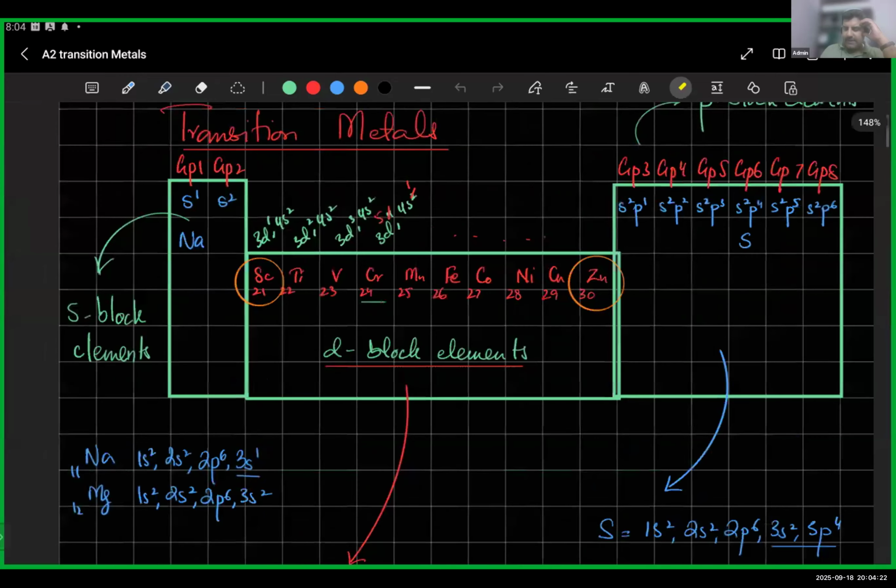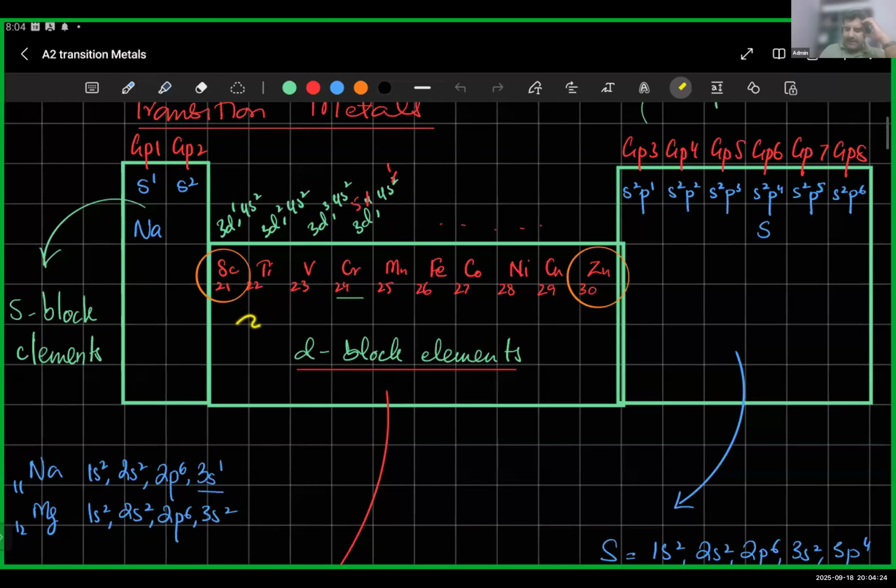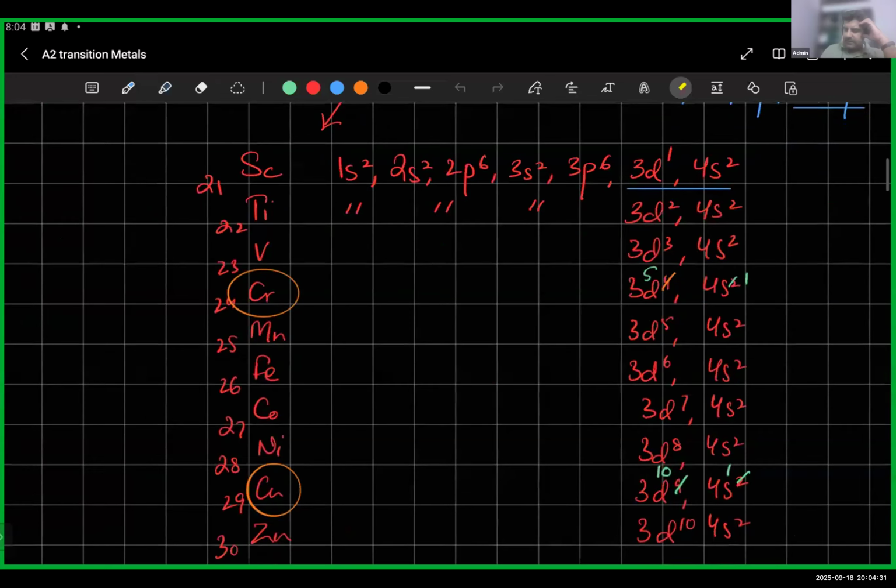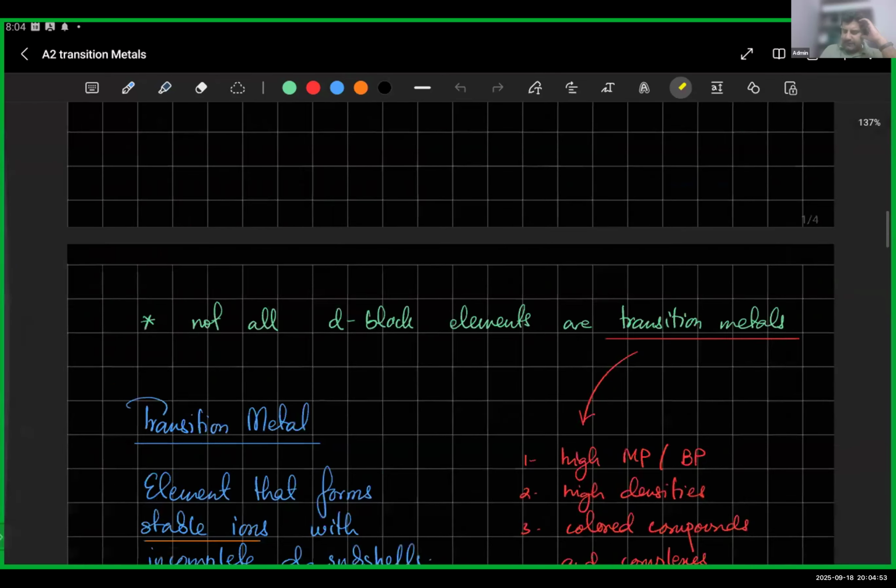There are 10 elements, and the d keeps filling up: d1, d2, then d3, and so on. And there are two exceptions. Chromium and copper were two exceptions whose electronic configuration was slightly different. Instead of 3d4 4s2, it was actually 3d5 4s1, and instead of 3d9 4s2, it was actually 3d10 4s1. Anyways, we did all of that.